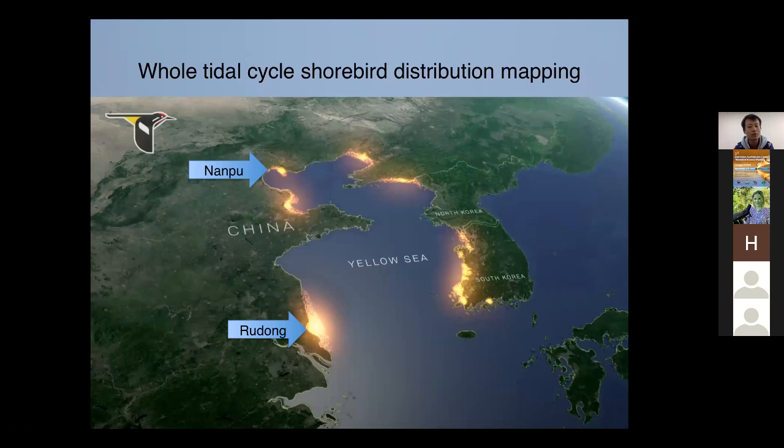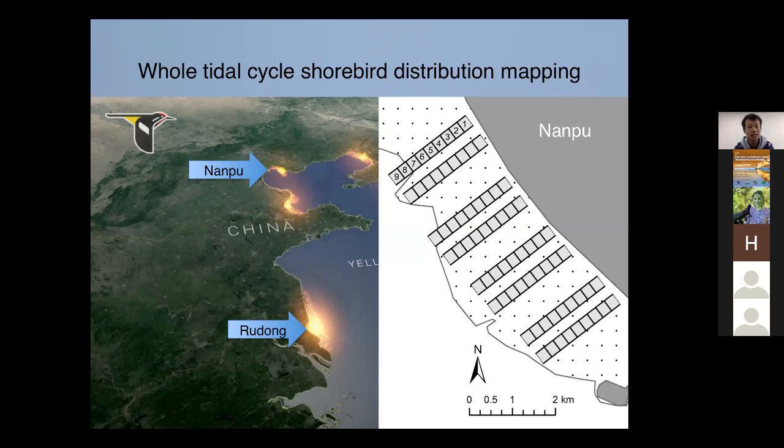To answer these questions, we conducted shorebird surveys at two of the most important sites in the northern and southern parts of the Yellow Sea in China, namely Nanpu in the north and Rudong in the south. At those two sites, we set out transects covering the entire elevational gradient of the tidal flat to quantify their spatial distribution. We also did so throughout the entire tidal cycle to look at their temporal changes.